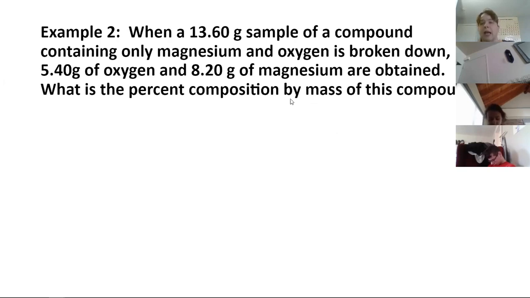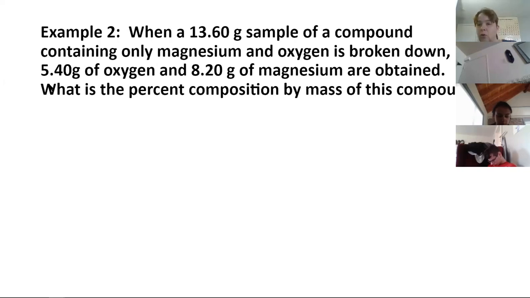Okay, so in this case, you're not even given the formula. So you can't go to the periodic table, but it does tell you that your total sample is 13.60 grams. So in this case, that's going to be our bottom number. That is the whole amount or the total amount. And it tells us that we have magnesium and oxygen in the sample. So that means we want to find the percent of magnesium and the percent of oxygen.